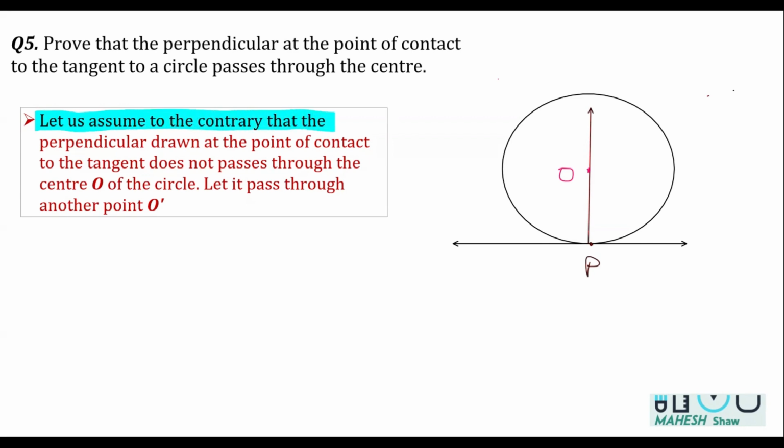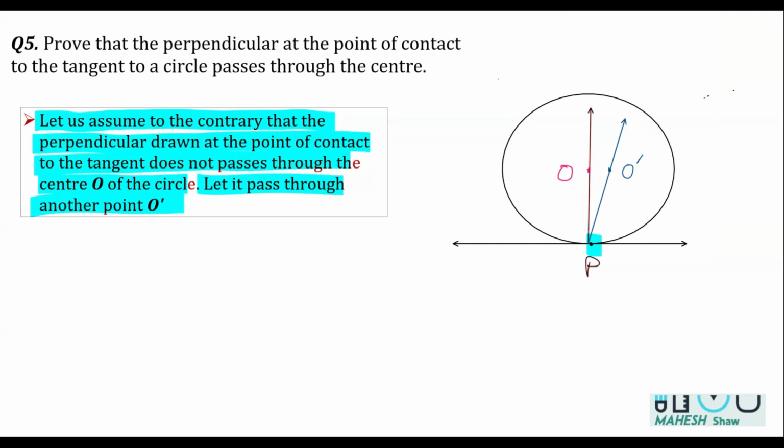So we write this statement: let us assume to the contrary that the perpendicular drawn at the point of contact does not pass through the center O. Instead, it passes through another point O dash. So I'm going to draw another perpendicular at the point of contact, not through the center. I took another point, say O dash. O being the center of the circle, I say that it does not pass through the center of the circle. Instead, it passes through another point, say O dash.